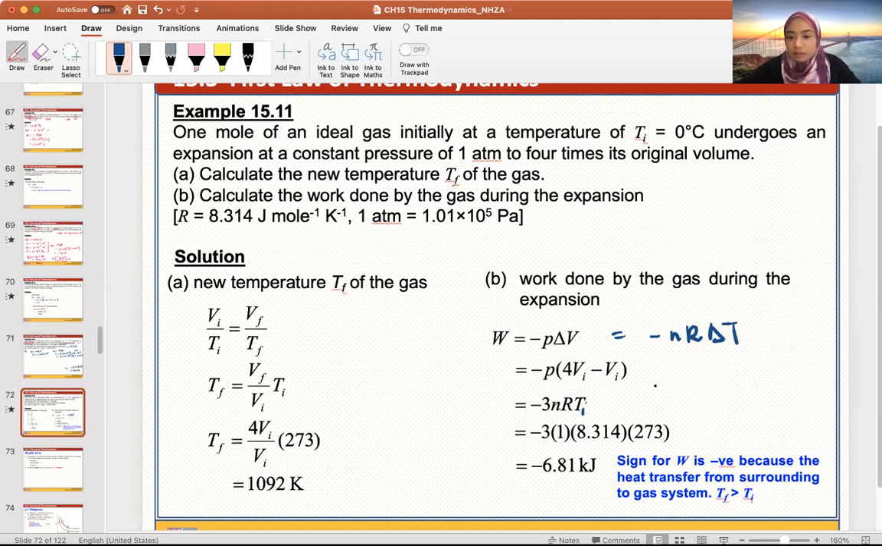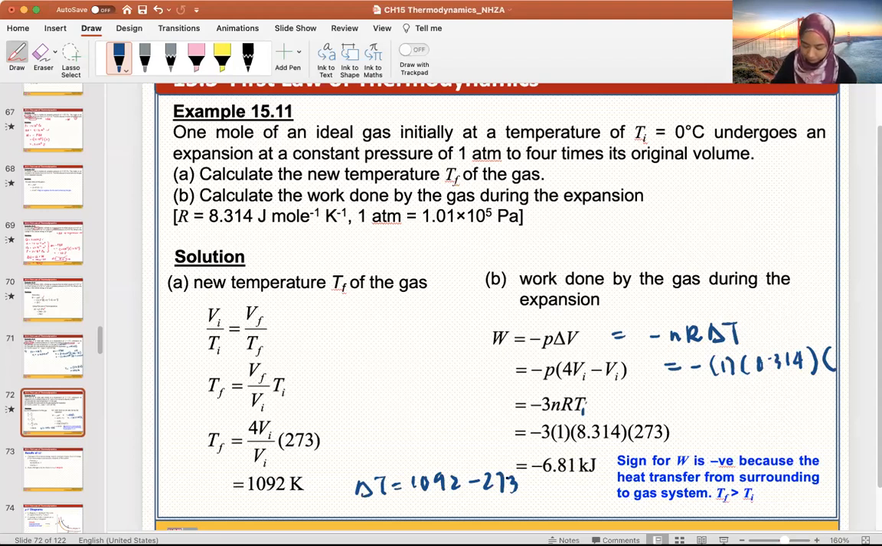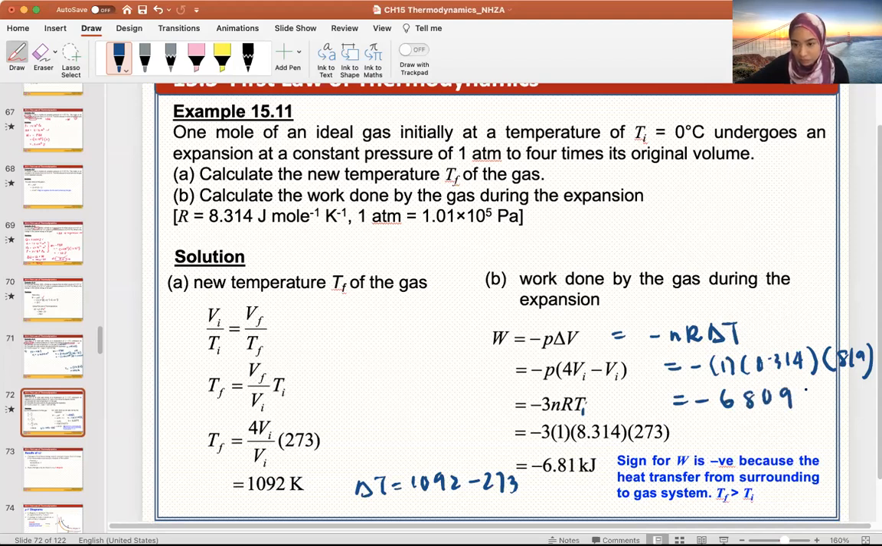There's another way to do this, which is minus nR delta T. Should we try it? We should. Okay, let's try. Minus 1 times 8.314. What is delta T? Do we have the final? Yes, we do. Final is 1092. So delta T is 1092 minus 273. Let's see. That is 819. Okay. 819 times 8.314. Give me 6809 joules. Sama tak? Sama. Sama je. Okay. Is that confusing or is that okay?